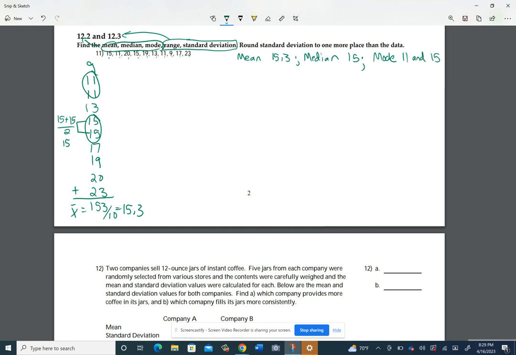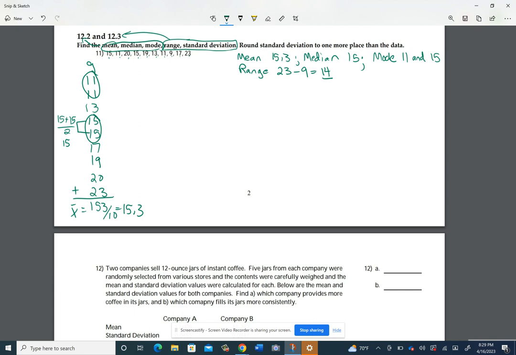All right, now range, we can go ahead and knock that one out real quick, and then we'll take the rest of the time working on our standard deviation. For range, that's just the low value subtracted from the high value. So we have them in order. We could see 23 is the highest, minus 9. That's going to be 14. So the range would be 14.